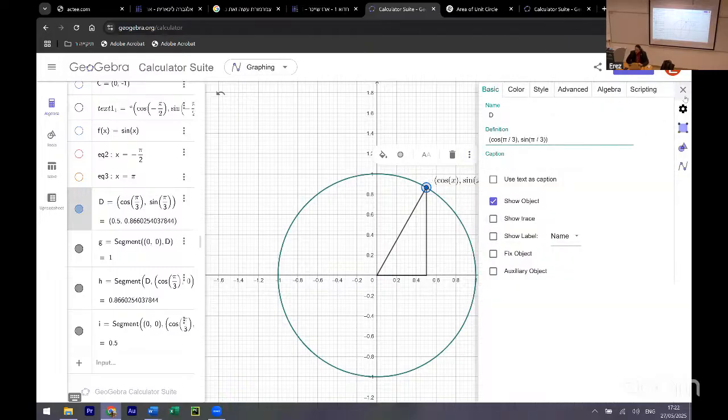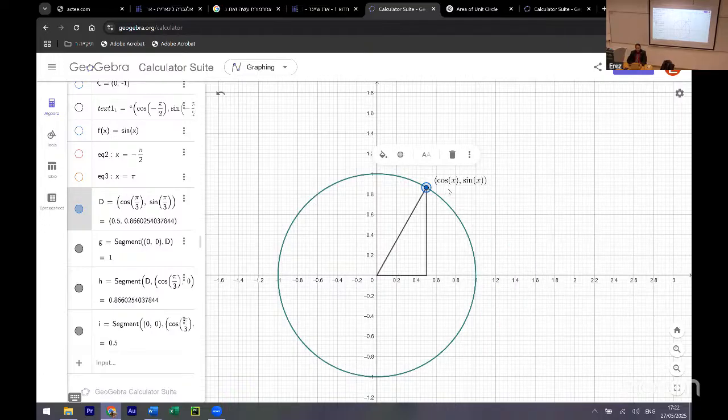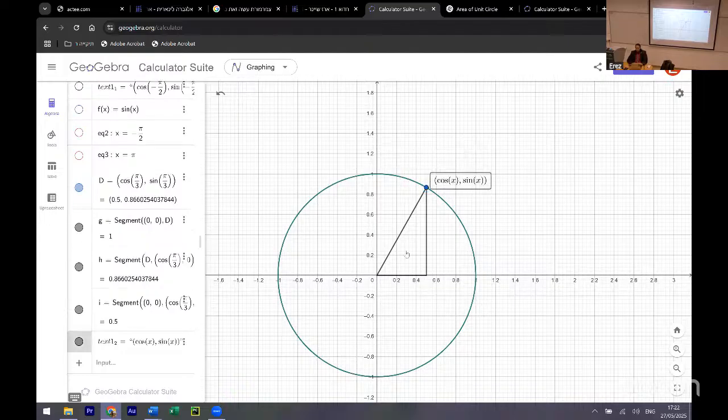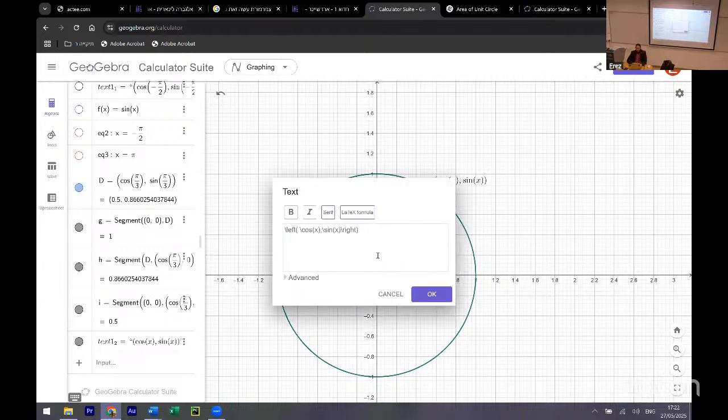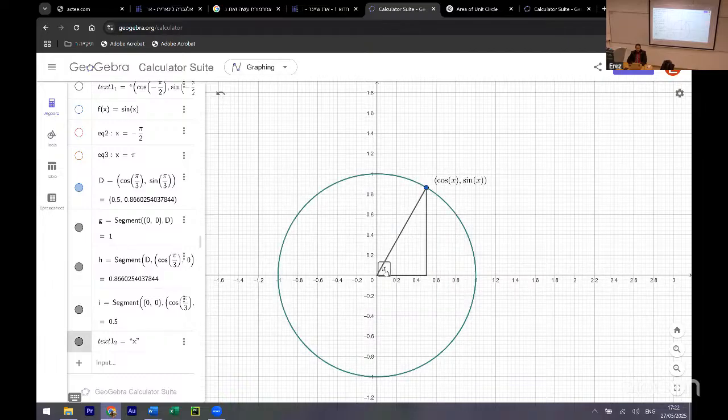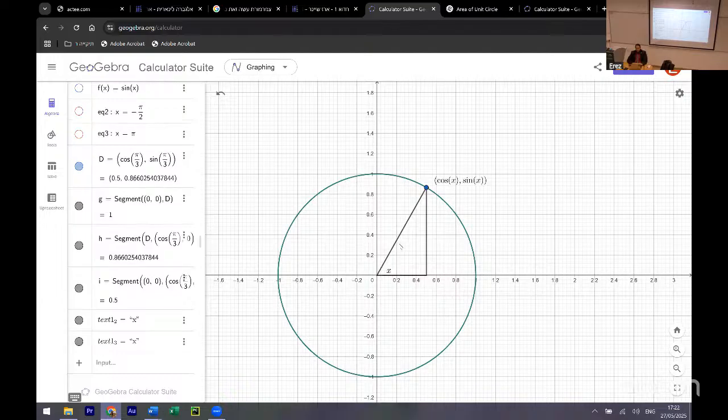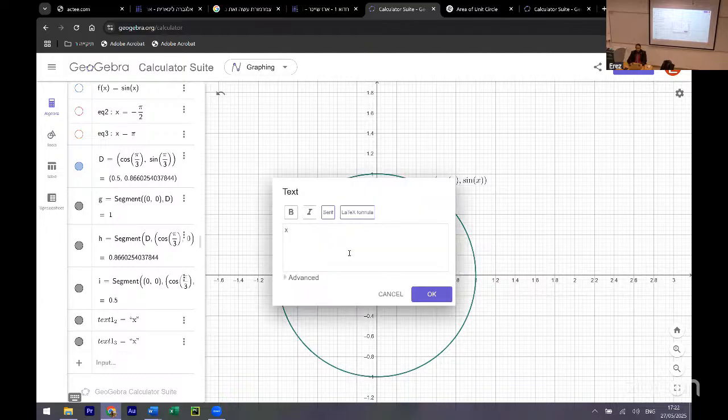Okay. So I took a triangle with the angle X. By definition, the point I've reached, the angle is the length of the arc. The point I've reached is cosine and sine. What does that tell us? What is the length of the hypotenuse? 1, because it's the unit circle. It's the radius of the unit circle, right?